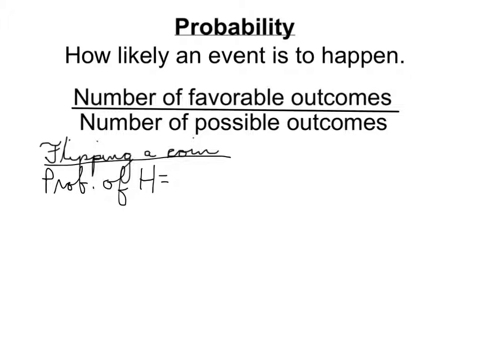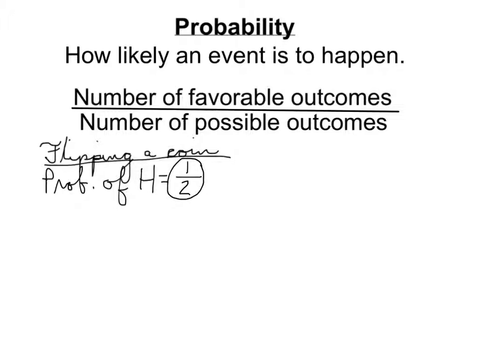Well, when flipping a coin, there are two different possibilities. I can either get heads or tails. So if I want to know the probability of getting heads, then my numerator is going to be how many favorable outcomes are there. Well, with just heads and tails, obviously heads is the only one that's favorable. So 1. How many possible outcomes? Well, heads and tails. So there are 2. So the probability of flipping a coin and getting heads is 1/2.